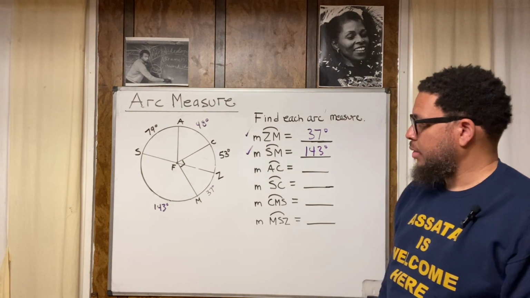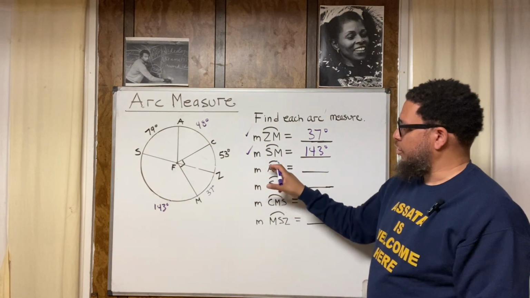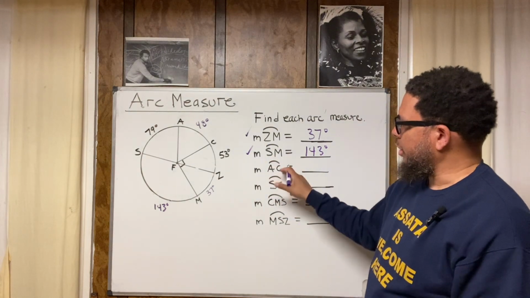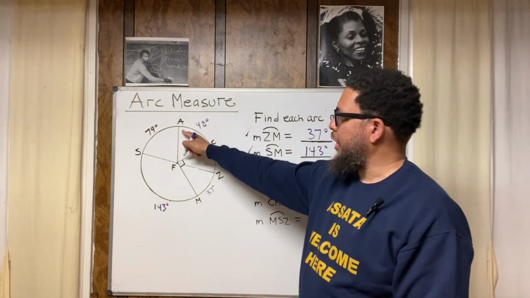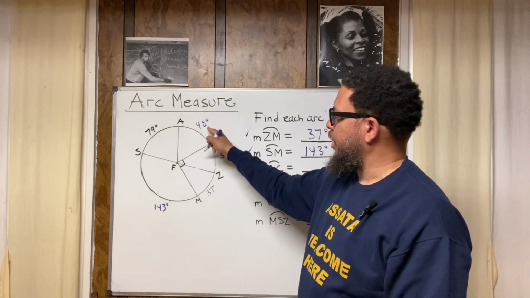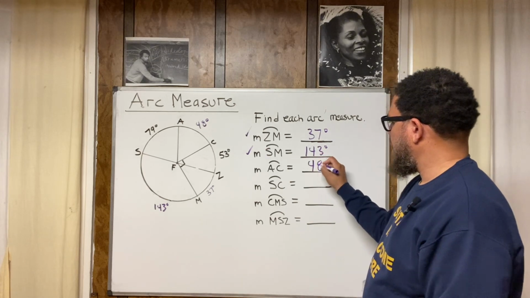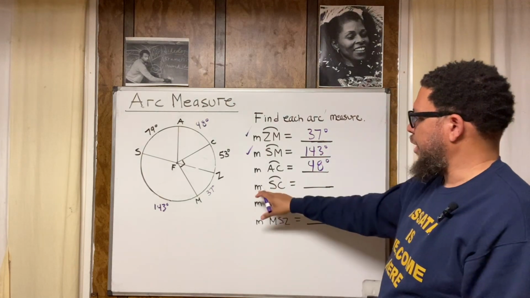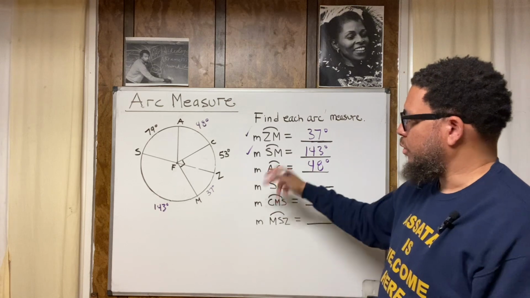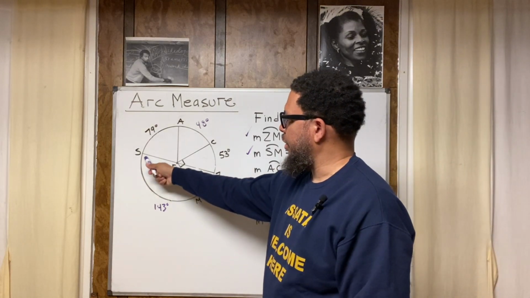Check that off. The measure of arc AC from point A to point C. That's the arc symbol. Where's point A at? Point A is right there. Where's point C at? Right there. Arc AC is 48 degrees. Right? Now, measure of arc SC. Where's point S at? S is right here.